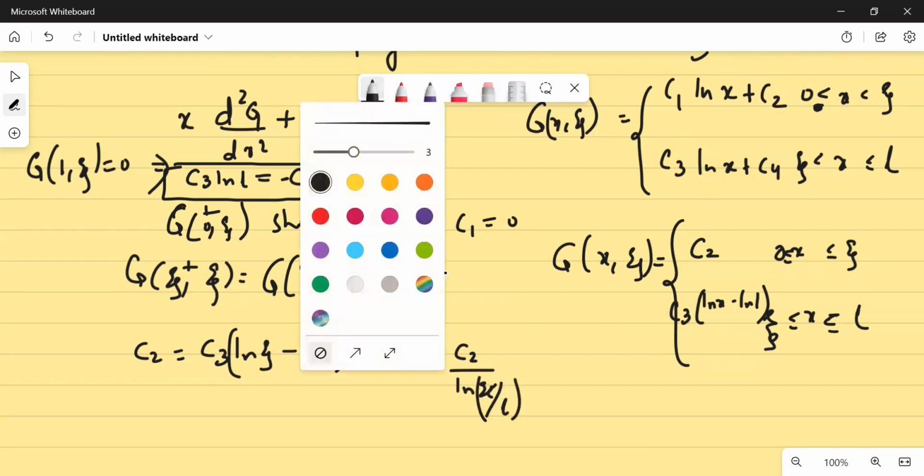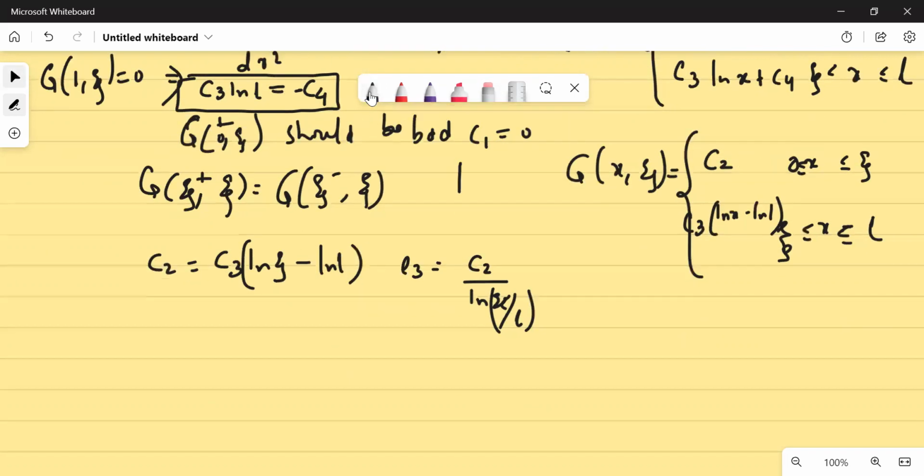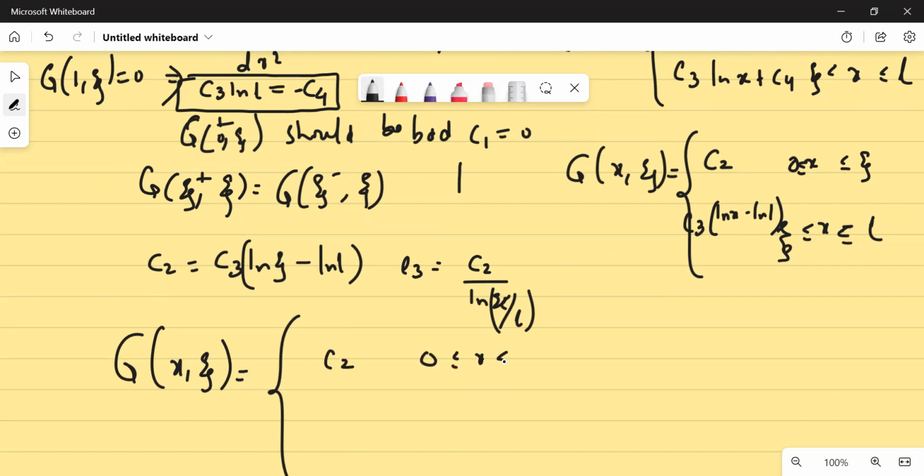So in short, I can write my G(x, zeta) equals C2, and C2 I'll write as it is, for x between 0 and zeta, and if x lies between zeta and L, this is C3. C3 is given by C2 divided by ln(zeta/L), and then you have ln(x/L). Is that clear? Am I doing something wrong, or is that clear?